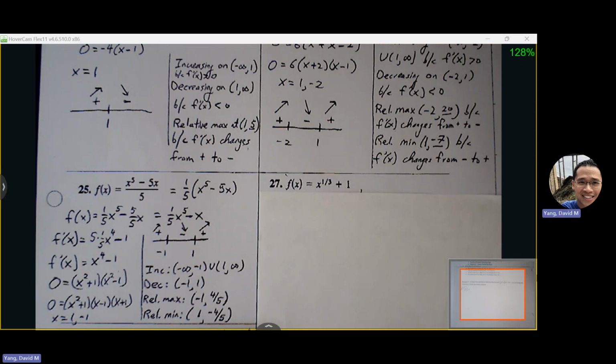I ran out of room there, but we should be writing because statements as well. Increasing because f prime is greater than 0, decreasing because f prime is less than 0, relative max because f prime changes from positive to negative, relative min because f prime changes from negative to positive.